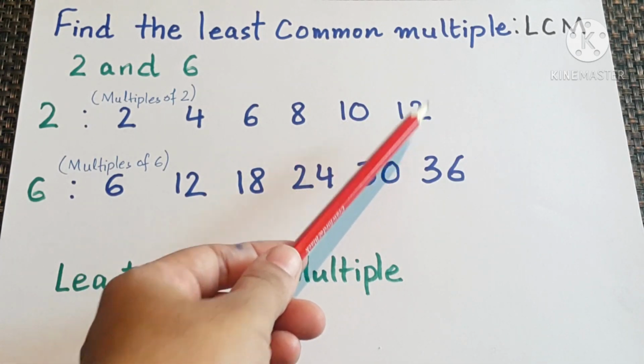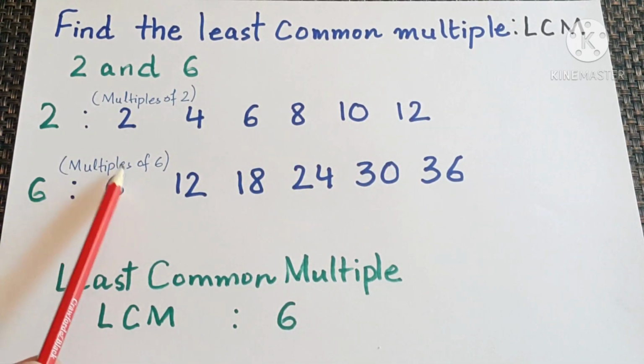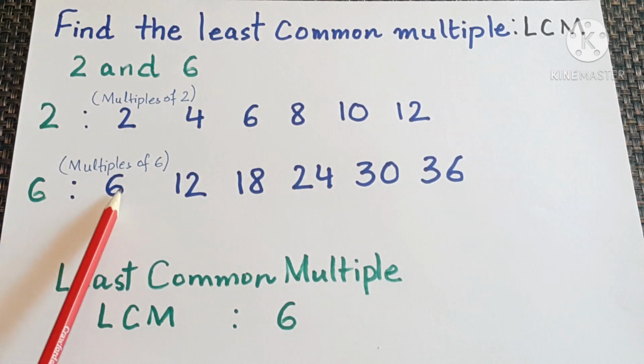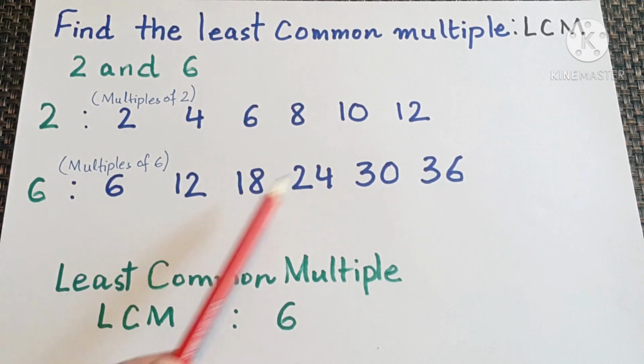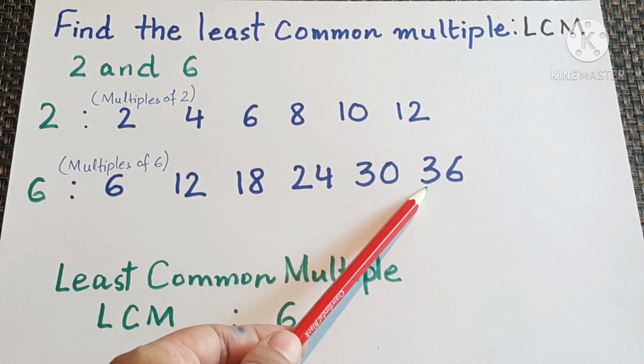then 10, then 12. For 6, we will write the multiples of 6. Table of 6. 6 times 1 is 6, 6 times 2 is 12, 18, 24, 30 and 36.